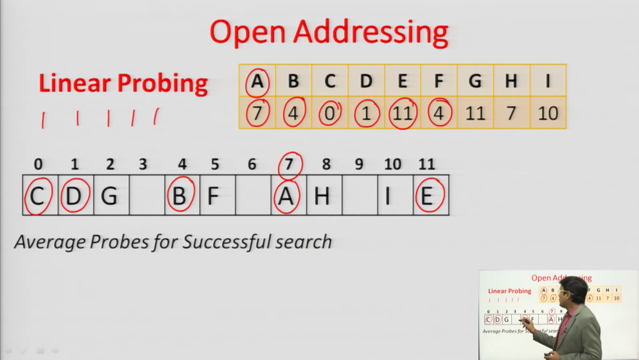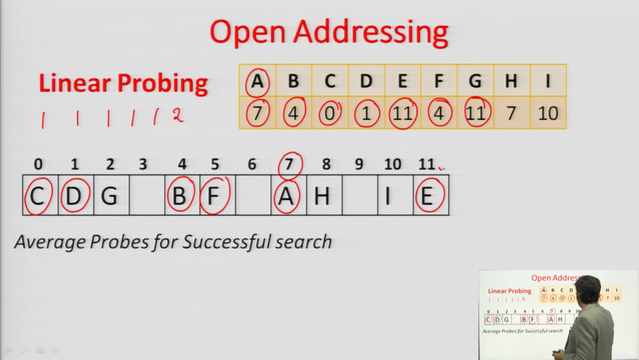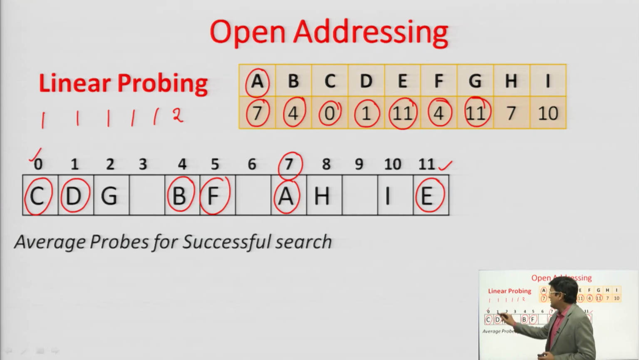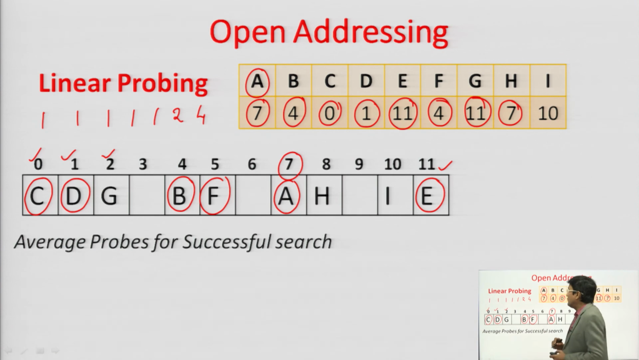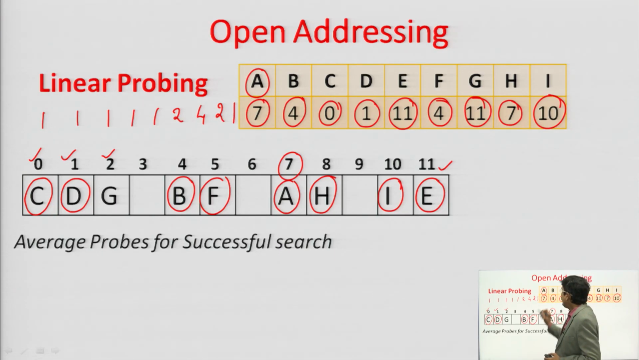F has location number 4, but 4 location is busy, so you will look for 5th location. At the 5th location you find F, so 2 comparisons are required to search this F data item. Then G, G is not found at 11, G is not found at 0, G is not found at 1, but G is found at 2 location, so 4 comparisons are required to search this item. Then you have H which has a location 7, location number 7 is busy, you will look for the 8th location, so you require 2 comparisons for this. I has a location number 10, and you have found I here, so you require 1 comparison here.